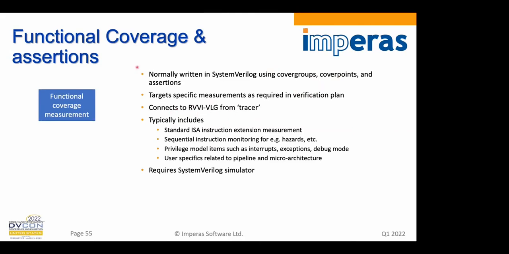So all you have to do is build the interface out from your core, and you can get functional coverage there. And typically, there are going to be sort of two paths to it. One is around the ISA and the standard parts of it, for measuring standard extensions. Then there are things specific to DV, for example, hazards, where you're looking sequentially at which operands are used by which instructions. And then there are things related to the privilege mode. And then there will be very specific things related to your pipeline and micro architecture. And typically these functional coverage systems are written in SystemVerilog using cover groups and cover points.